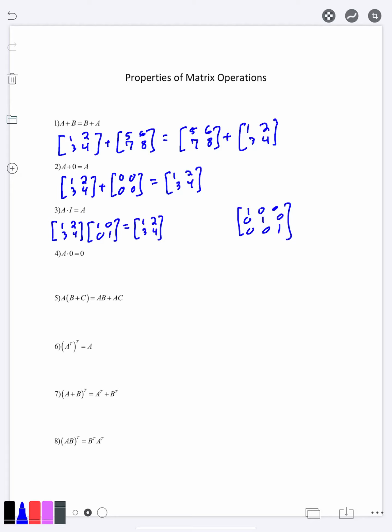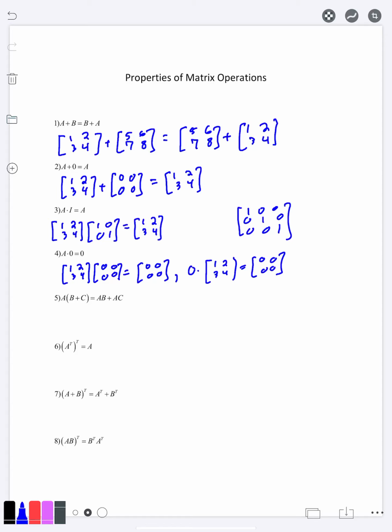Next up is if we multiply a matrix times the 0 matrix, it is always going to be the 0 matrix answer. In fact, you could multiply the number 0 times the matrix and it would still be the 0 matrix answer. So it makes sense to multiply a matrix times the number 0. It does not make sense to add a matrix to the number 0.